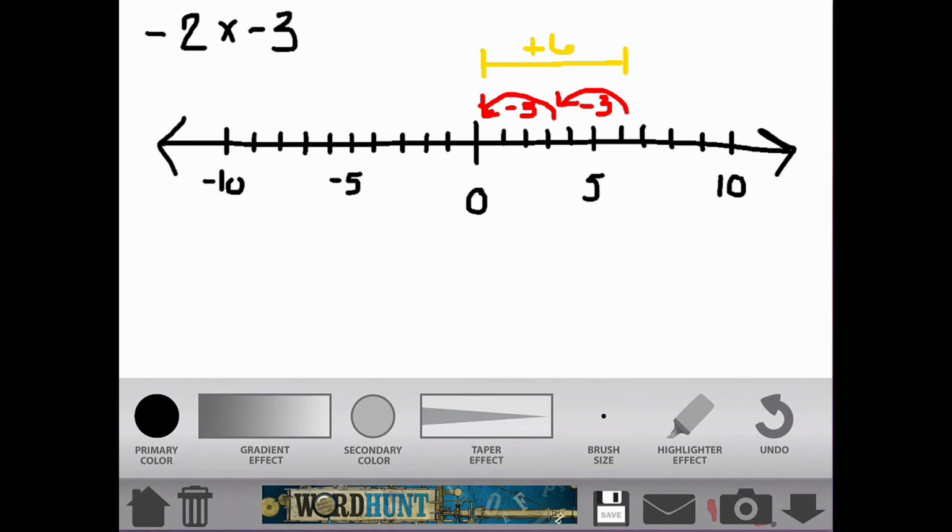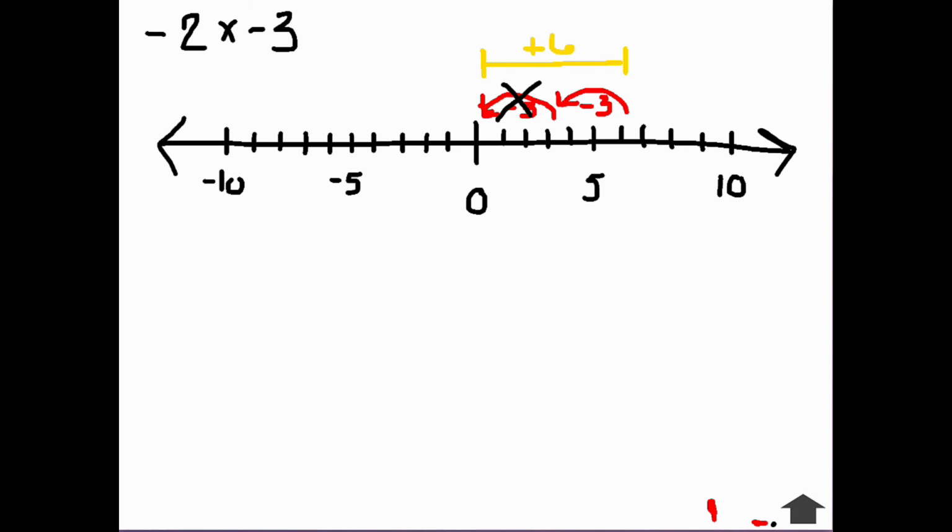Now I'm ready to remove my 2 sets in order to find my result. So I take out my -3 and I take out my other set of -3. What am I left with? My result is my positive 6 that I have remaining. That positive 6, you'll see, lines up with the positive 6 on our number line.